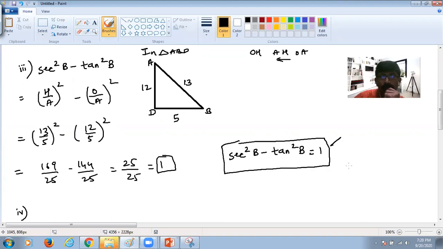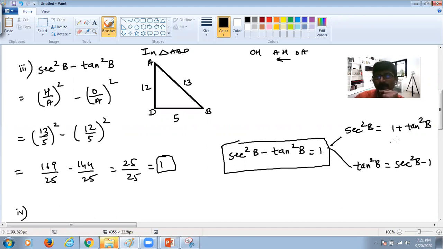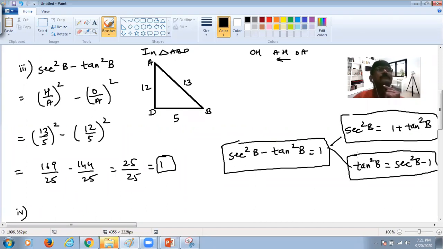Now this can be written in 2 different formats. One is this way: sec square b can be written as 1 plus tan square b, and tan square b can be written as sec square b minus 1. Isn't it? I have just shifted one term to the other side. That's it, student. I hope you understood it. These are all called square triplets. Yes. Okay, guys. I hope you understood this.